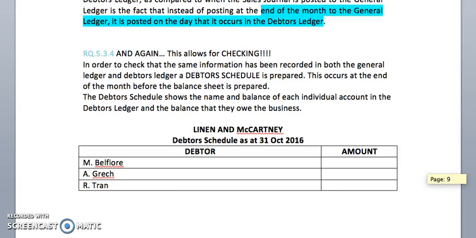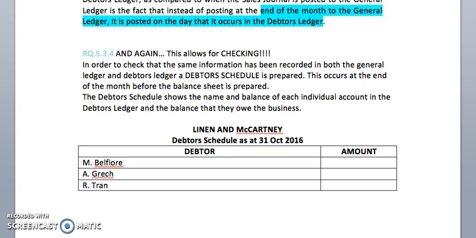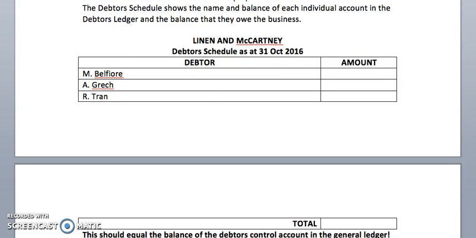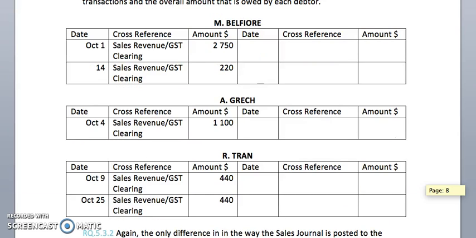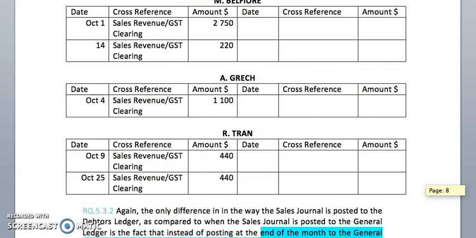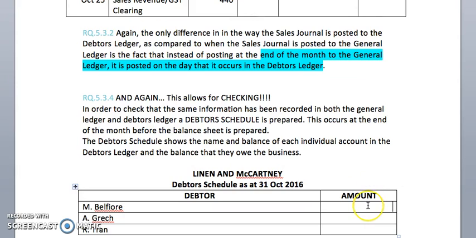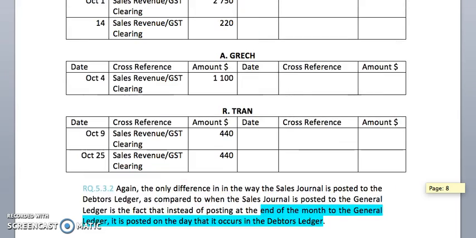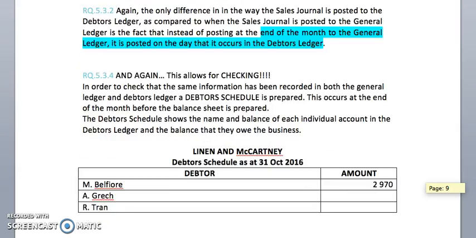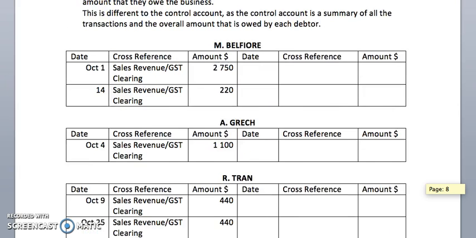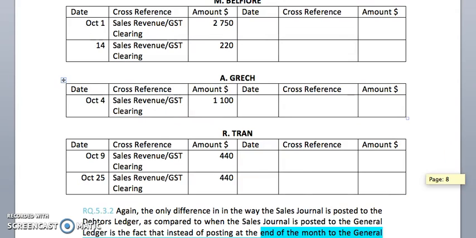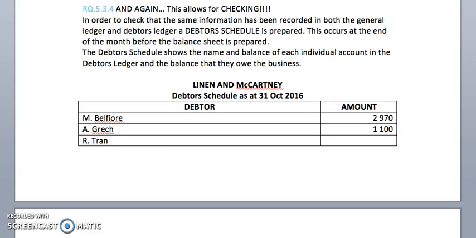So then we've got a debtor's schedule and each one of the totals amounts. I think the total line is down the bottom. Yep. So we've got our first debtor, and that is 2,970. Then we've got our second debtor, which was 1,100. And then we've got our last debtor, which is $880.